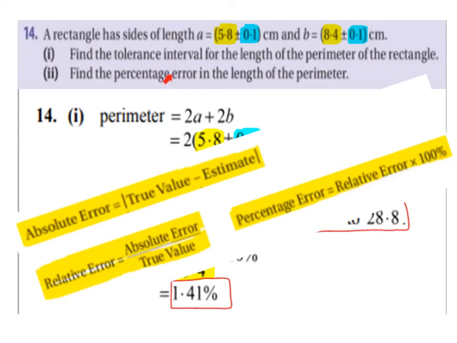So before we start to answer this question, we need to remember that absolute error is equal to the modulus, these lines here mean modulus, of the true value minus the estimate. So the true value minus the estimate, and these lines here mean that we make it positive. Relative error is the absolute error divided by the true value. And percentage error is the relative error, which is this, multiplied by 100%.